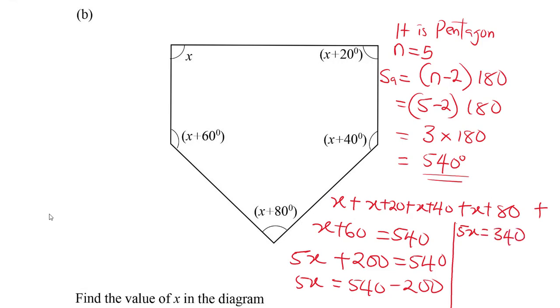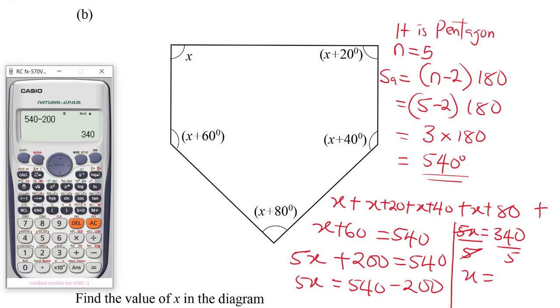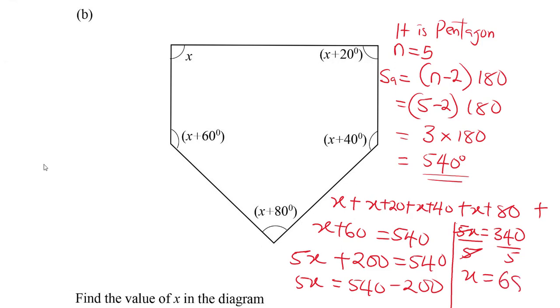Divide both sides by 5. The 5 here will cancel the 5, and you are left with x equals 340 divided by 5. The answer is 68, so our x is 68 degrees. So the first thing to do is to calculate the sum of angles. After calculating the sum of angles, you add everything and equate it to that sum. So the answer is 68 degrees.